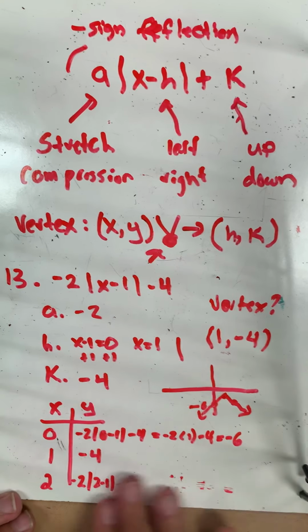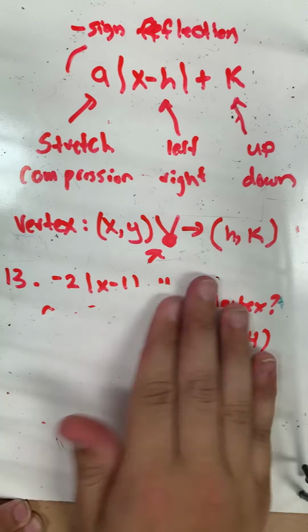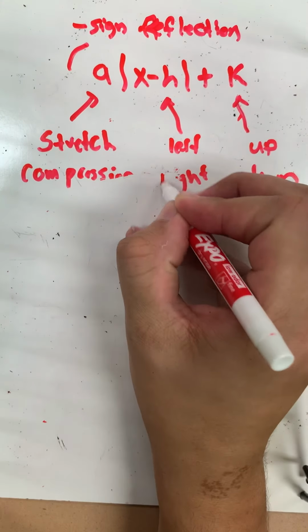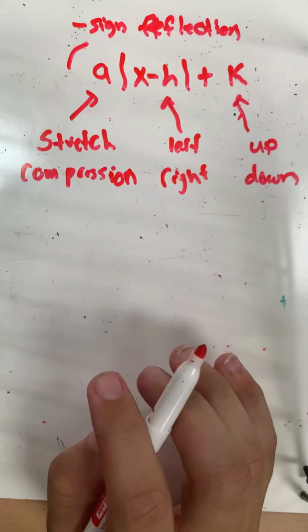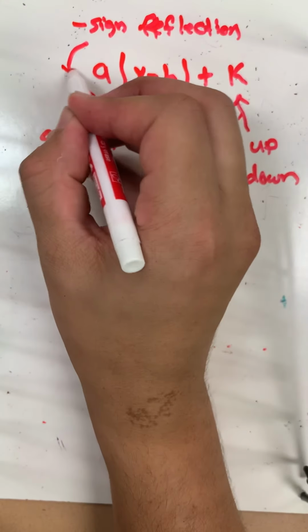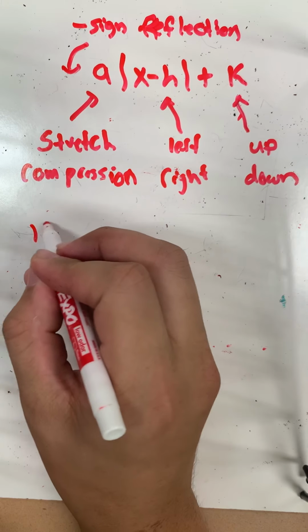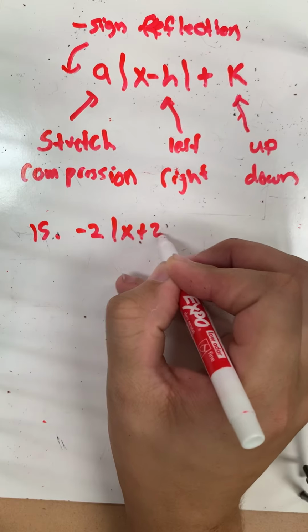Okay, let's do one more. This will be the last one for me on the review, and the rest you will be on your own. So keeping this here, let me rewrite it a little bit because I erased it a little bit. We have right and compression. So this is question 15, where I have -2 times the absolute value of x plus 2.